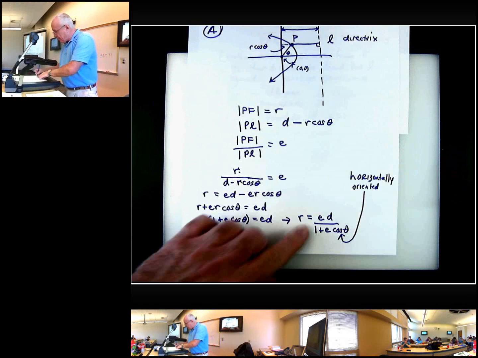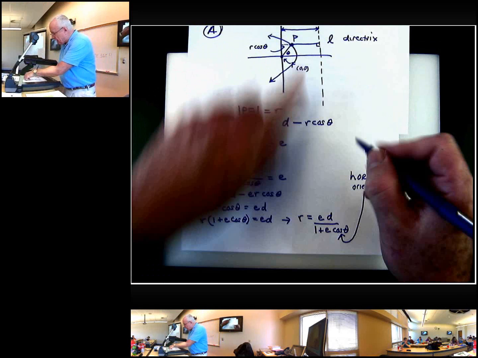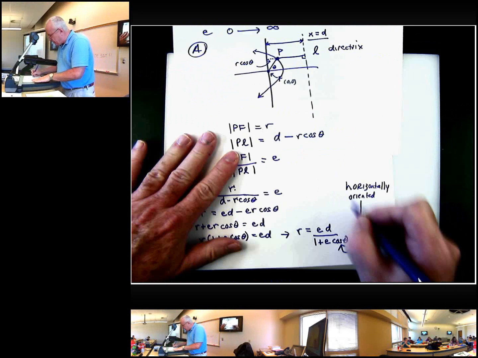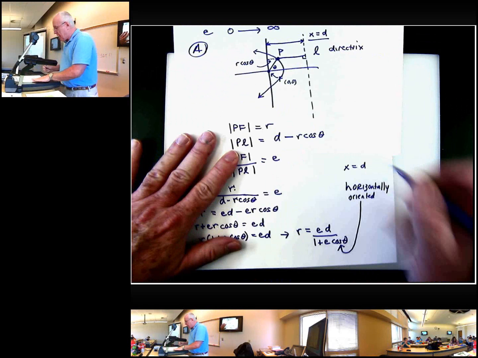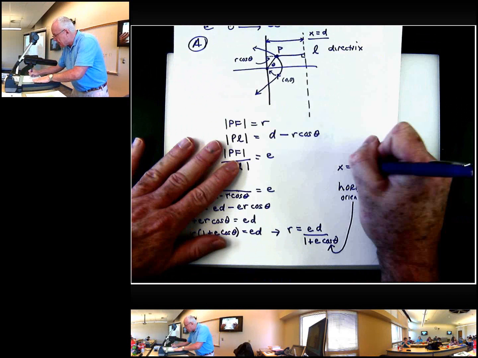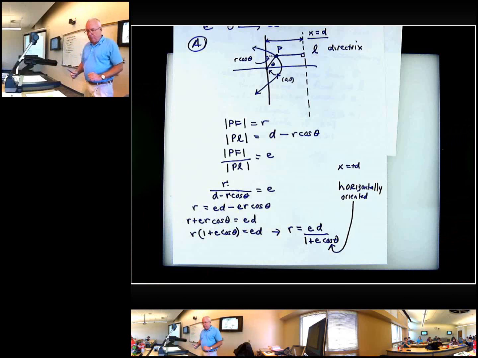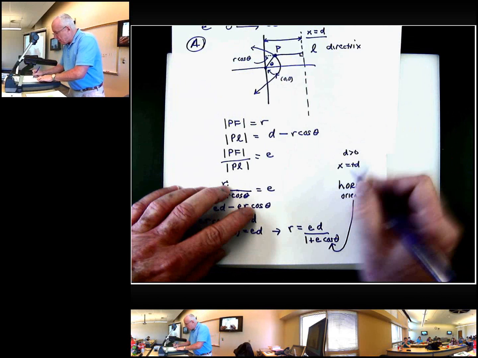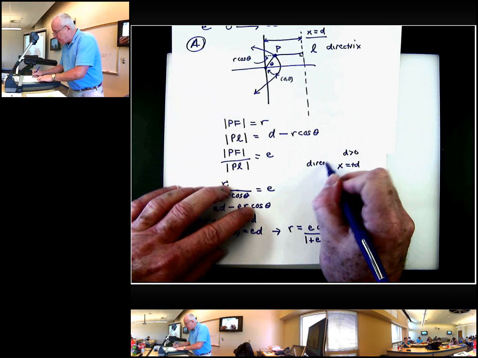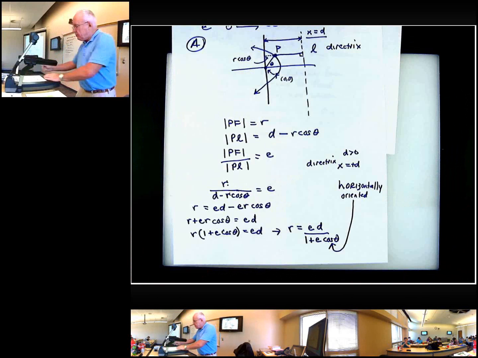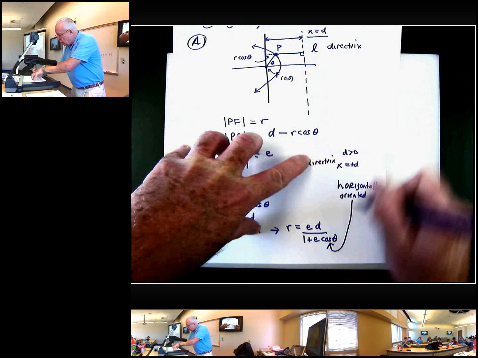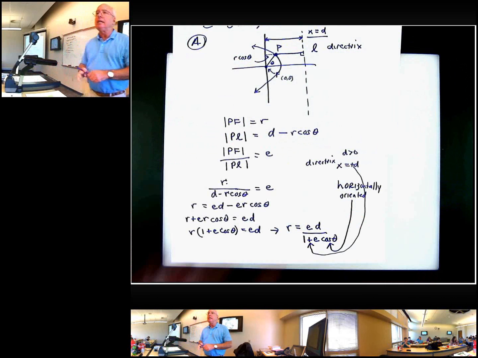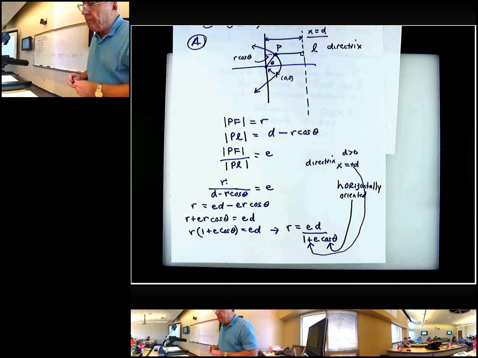And then what else do we have? We have that our directrix is x equals d, and I can think of that as x equals positive d. Remember, d here is a positive number, so our directrix is x equals positive d, and notice here in our formula, we have a plus sign down here in the denominator.